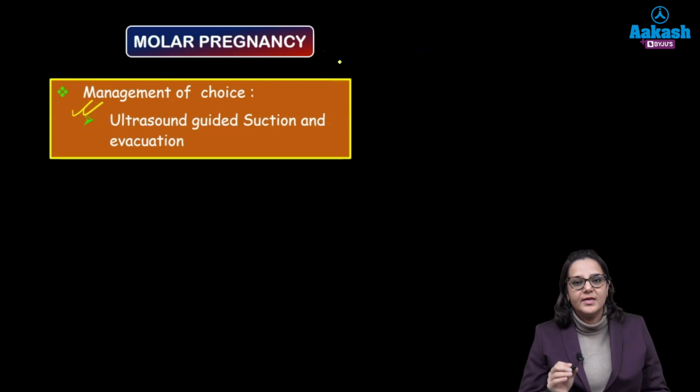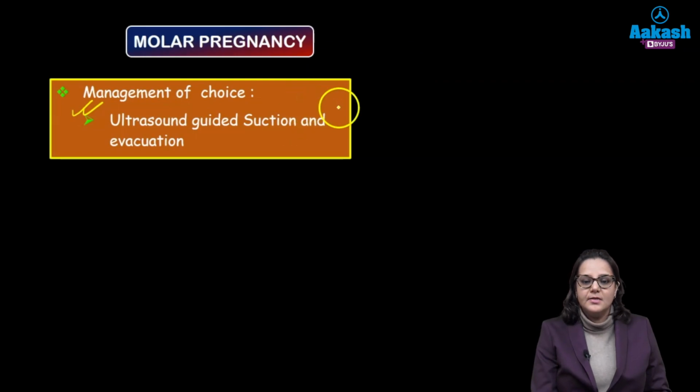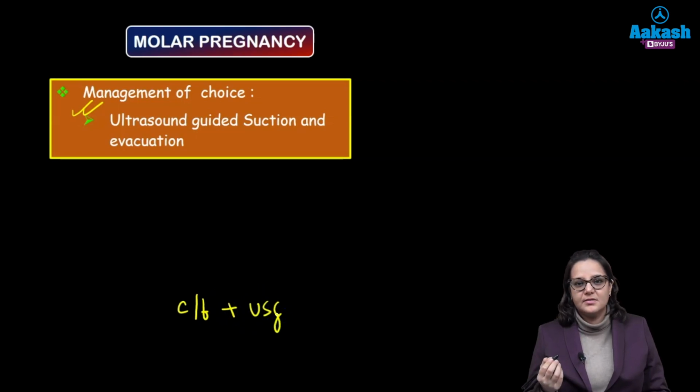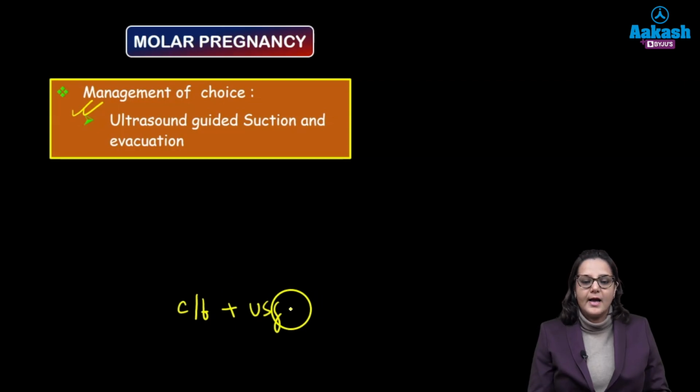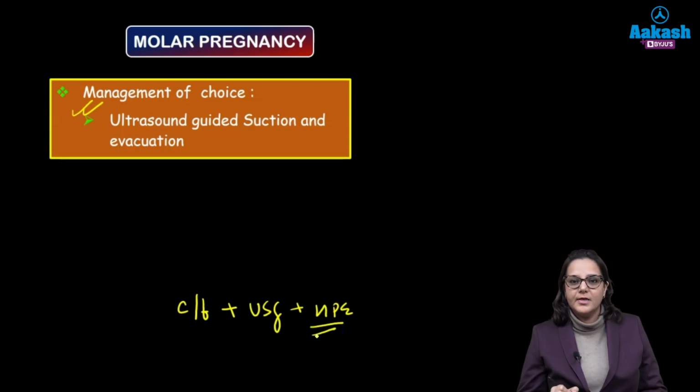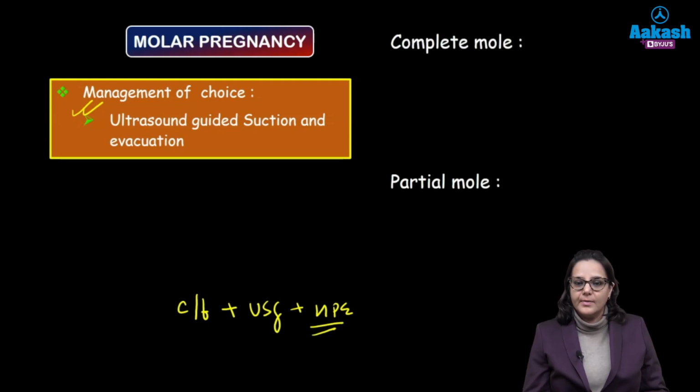So as of now, we are suspecting molar pregnancy just on the basis of the clinical features of the patient, plus the ultrasound features which have shown that the placenta is cystic, okay. And now we have sent to the lab for histopathology, okay. So ultrasound guided suction evacuation is the management of choice. Now for complete mole, this still remains the management of choice.